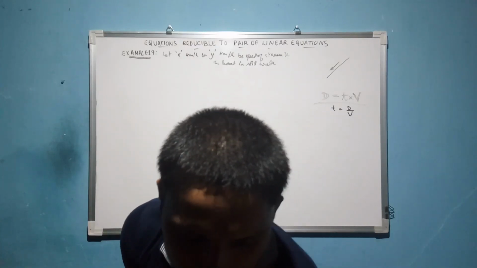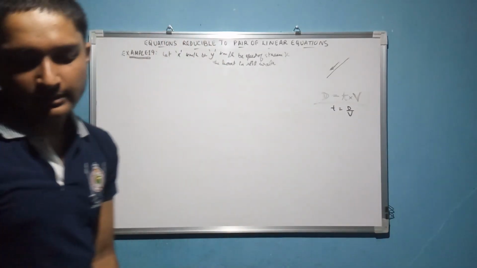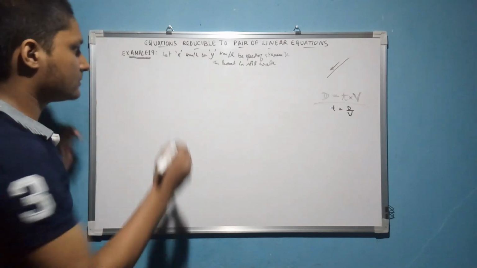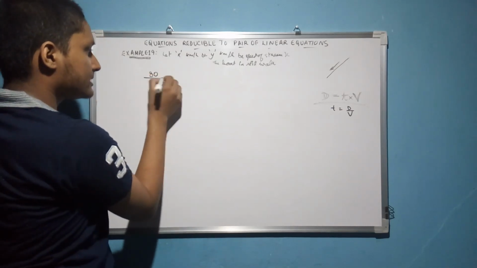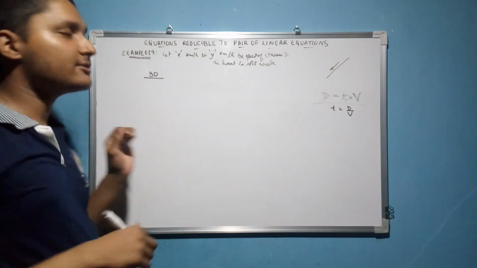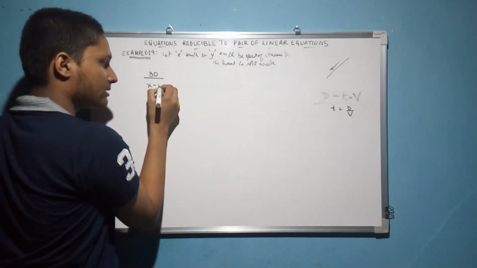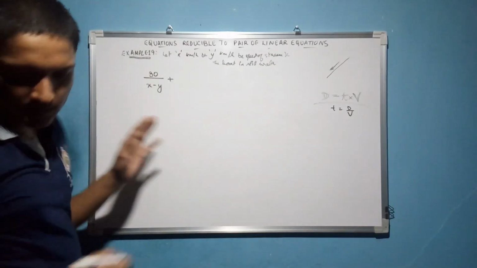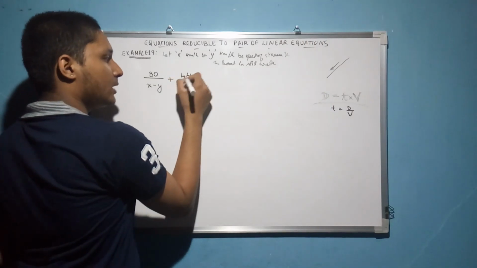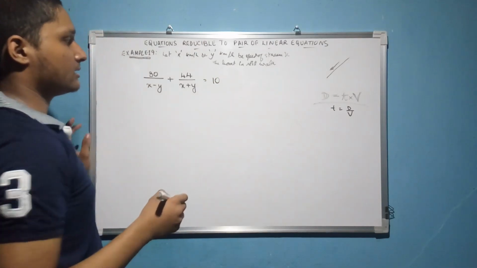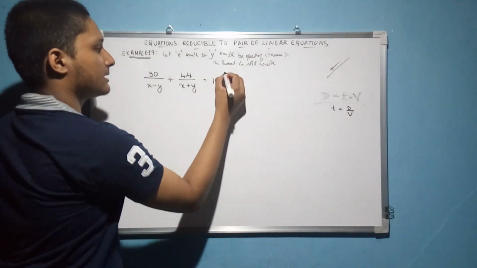Now the boat goes 30 kilometers upstream and 44 kilometers downstream in 10 hours. So it is going to be 30 divided by the speed upstream. Speed upstream is going to be the difference of the two, that is x minus y, and I'm going to add another time. The other time is 44 kilometers downstream, that is x plus y, equal to 10 hours. This is the first equation.